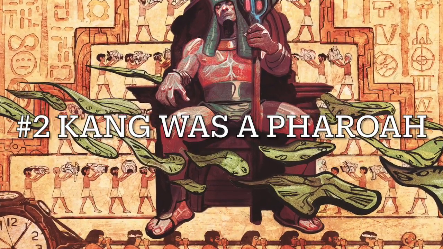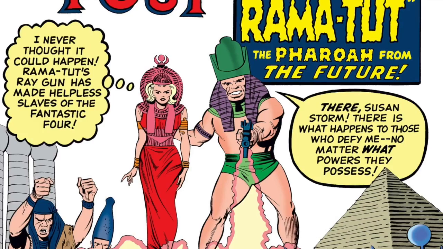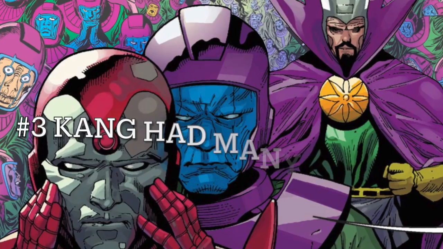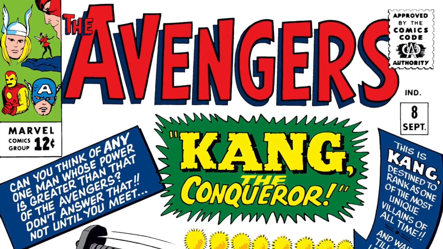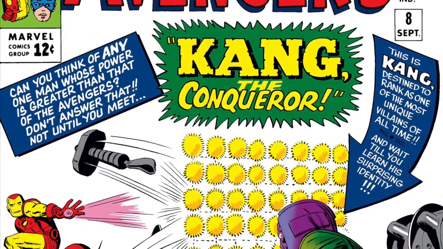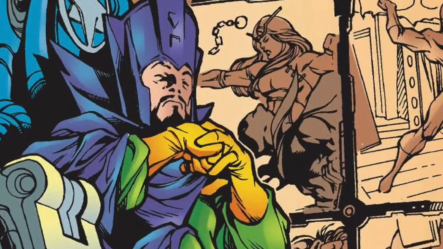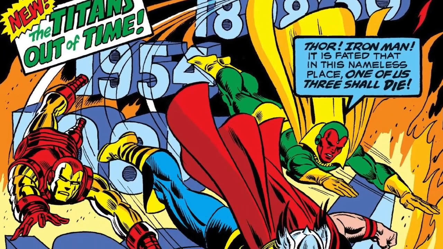Kang was first a criminal who traveled back in time from the year 3000 and conquered ancient Egypt and was known as the pharaoh Rama-Tut. Number 3. He had many aliases. Later on in Avengers number 8, we learn that Rama-Tut travels to the year 4000 and takes on the iconic name Kang. They also retroactively made Immortus the future identity of Kang in Giant-Size Avengers number 3 in 1975.